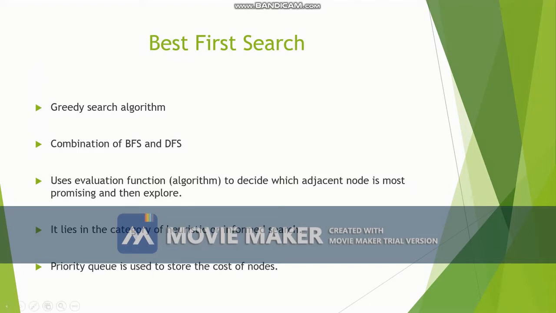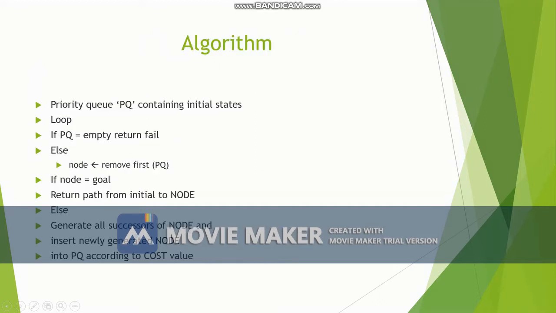Based on that, the next node will be explored, and it lies in the category of heuristic or informed search, as I have already told. The data structure that it uses to store the nodes is a priority queue. So a priority queue is used to store the cost of nodes. Now this is the algorithm. We will try to explain this algorithm with the help of a graph.